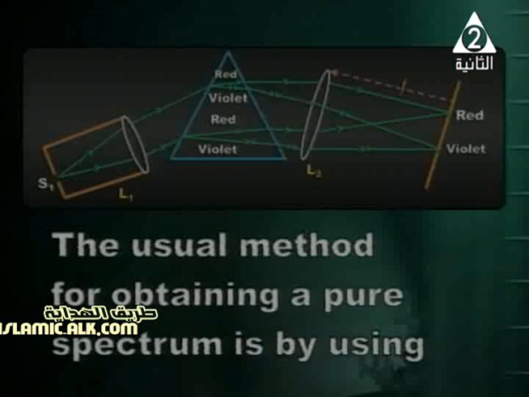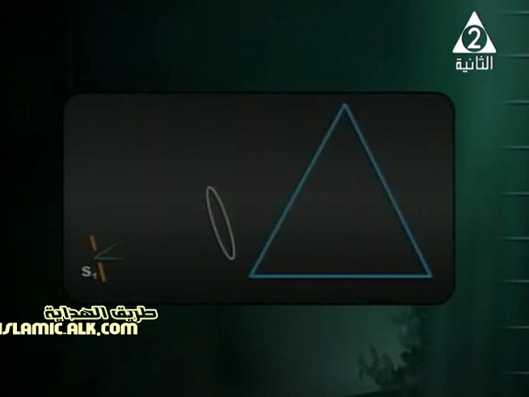The usual method for obtaining a pure spectrum is by using, using what? A collimator, in which there is a slit located at the principal focus of a lens to produce parallel light rays on a prism set in position of minimum deviation. This is the first condition.